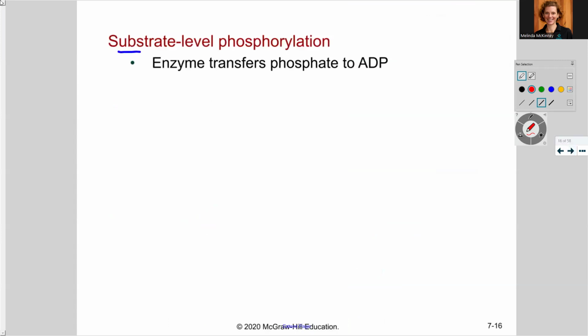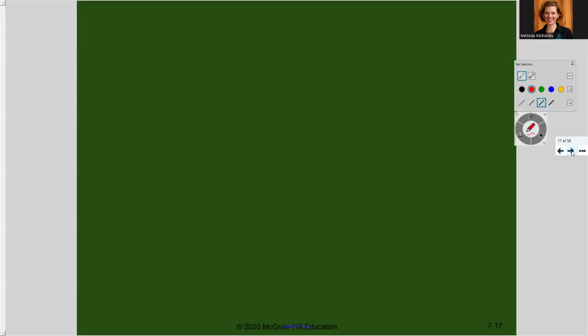I mentioned substrate level phosphorylation. That just refers to the fact that we're using enzymes to transfer phosphates to ADP to make ATP. So this is the way that we're making ATP using enzymes. That's it for this video.